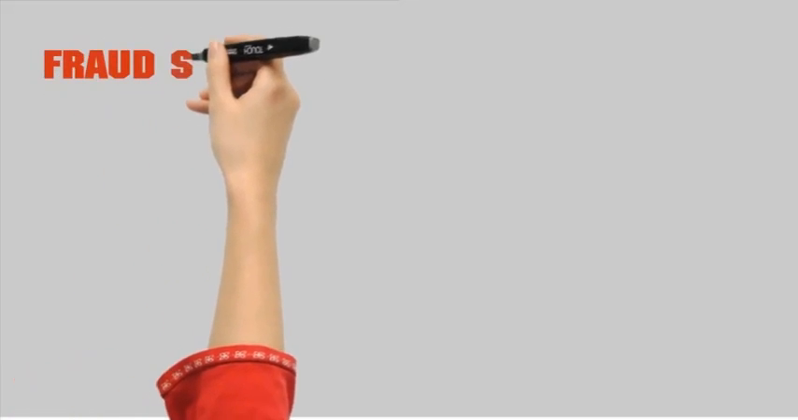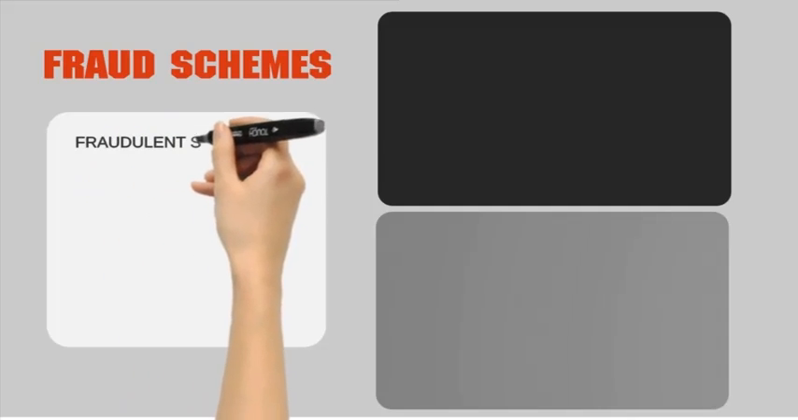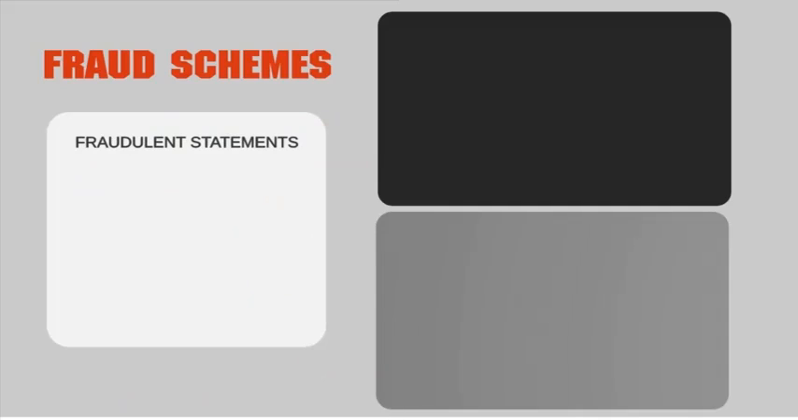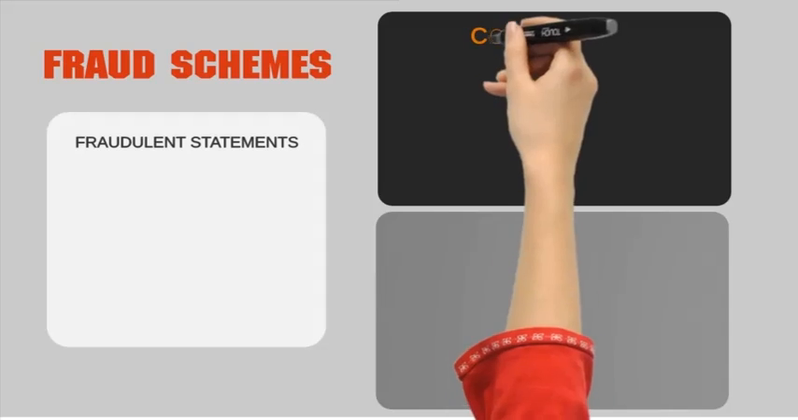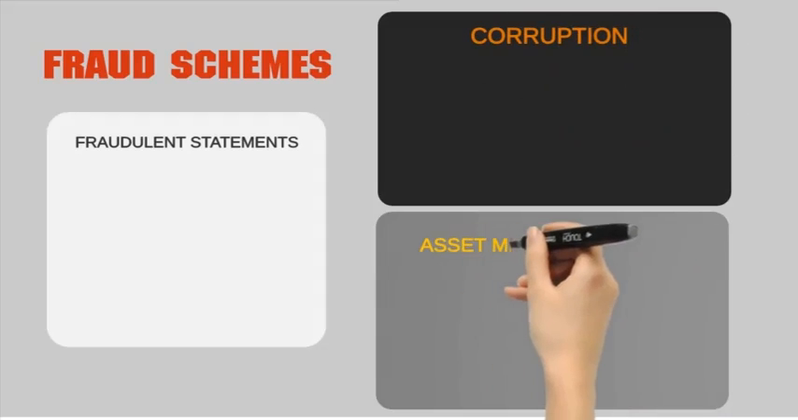People who engage in fraudulent activity make plans or arrangements to commit such acts. These are called fraud schemes. Fraud schemes can be classified in a number of different ways. Three broad categories of fraud schemes are defined based on the Association of Certified Fraud Examiners, or ACFE's study. First, fraudulent statements or fraudulent financial reporting. Second, corruption. And third, asset misappropriation.